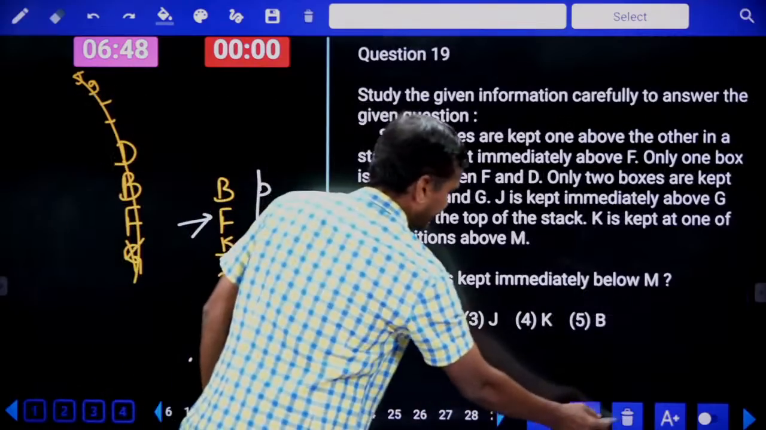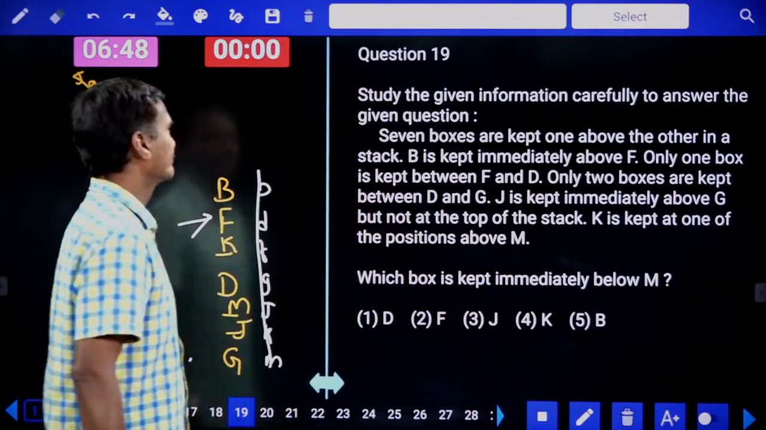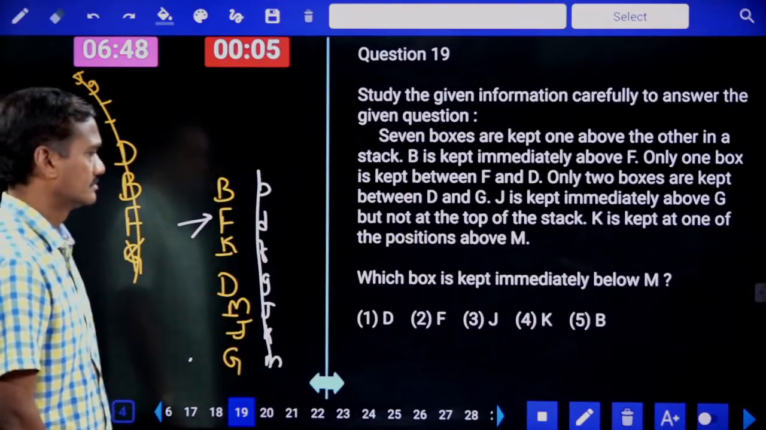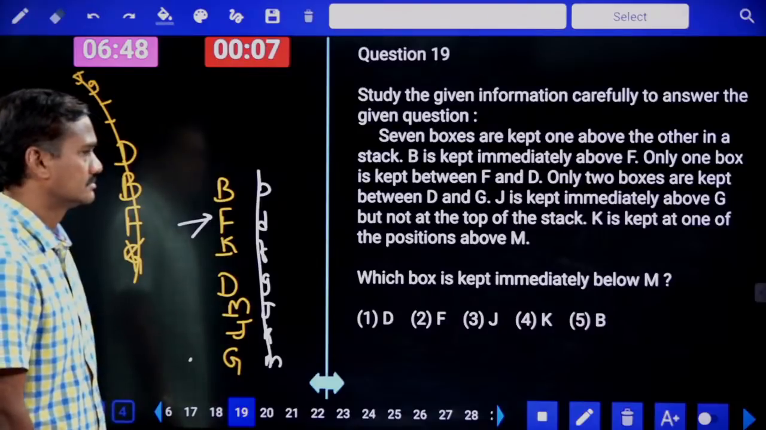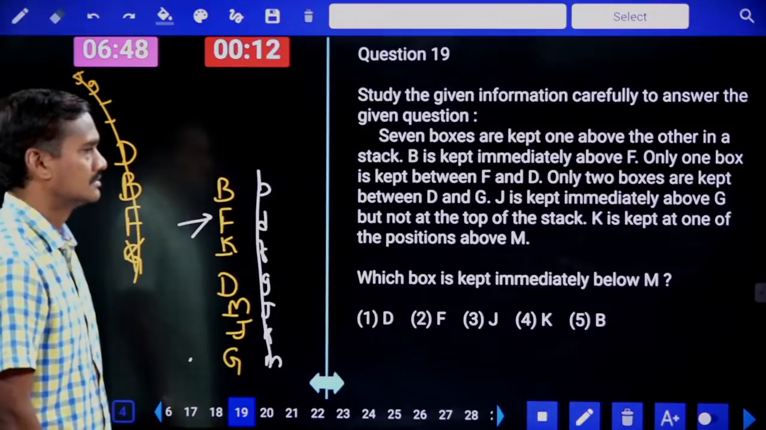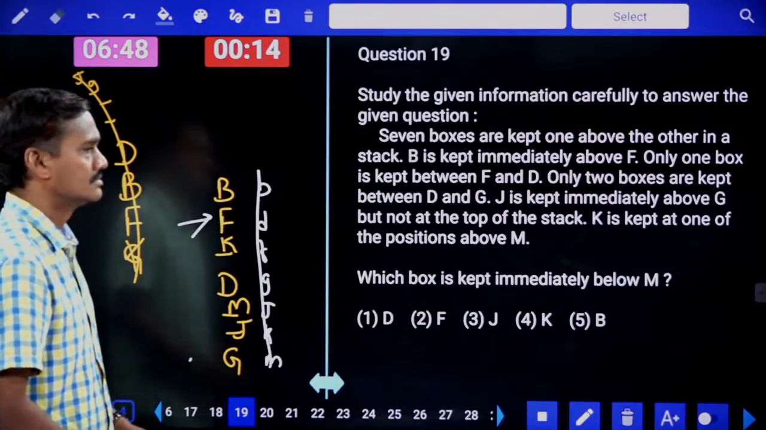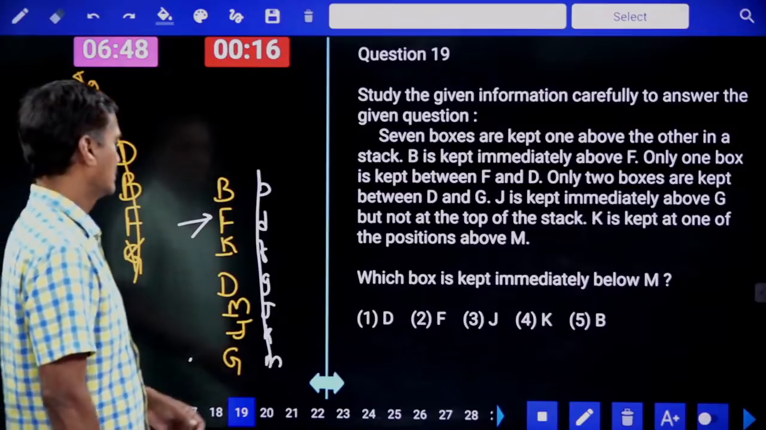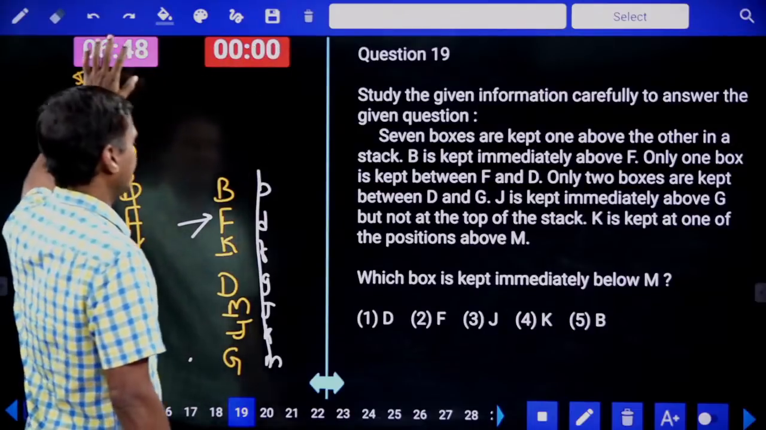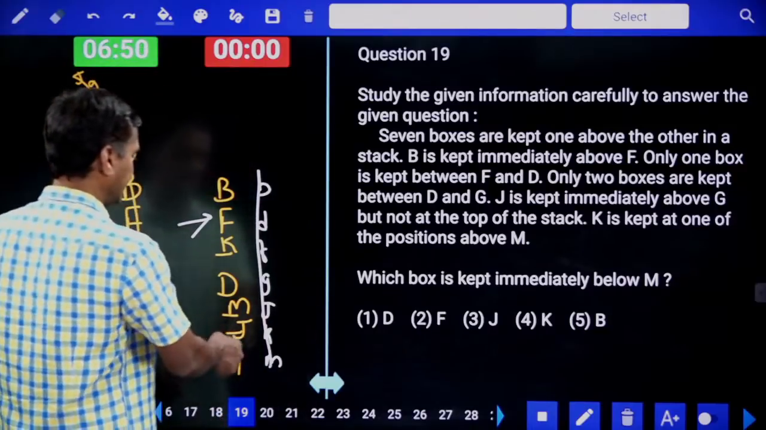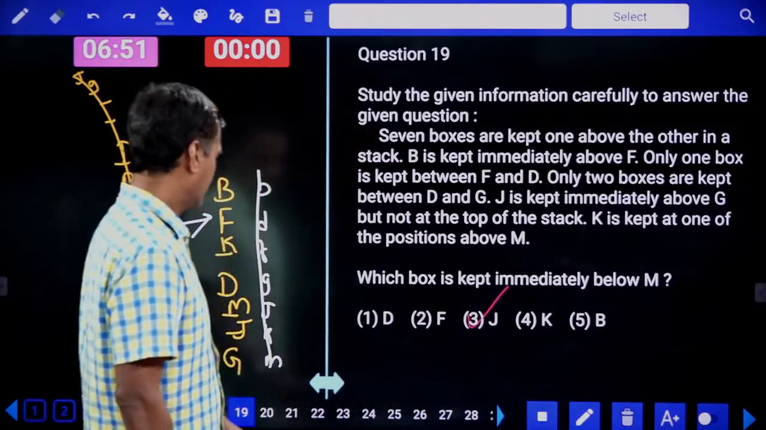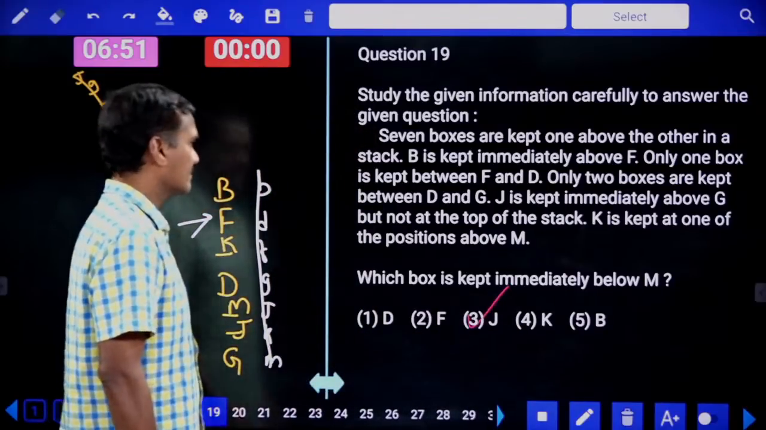Then coming to the 19th one. Now in this 19, which box is kept immediately below M? J is the box that is kept immediately below M. J, that is choice 3. Question number 19, choice 3 is the answer.